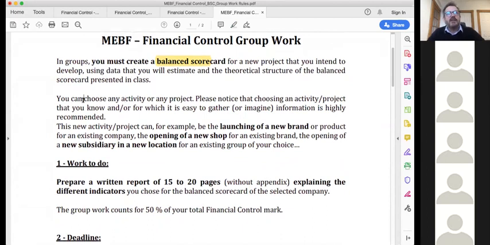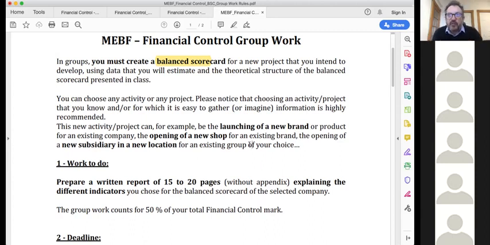You can choose any activity of any project. Please notice that choosing an activity or project you know, or for which it's easy to gather or imagine information, is highly recommended. The new activity or project can, for example, be the launching of a new brand of product of an existing company, the opening of a new shop for an existing brand, or the opening of a new subsidiary in a new location for an existing group.